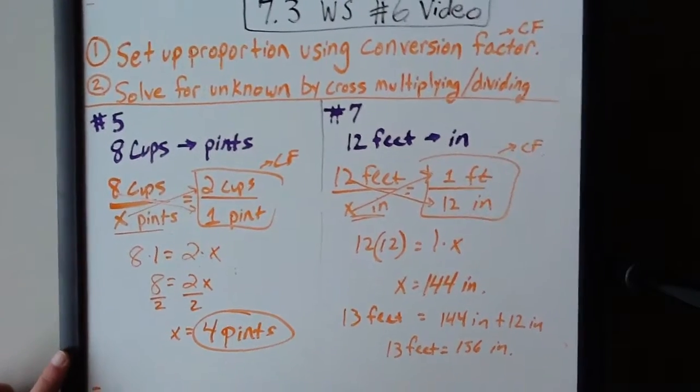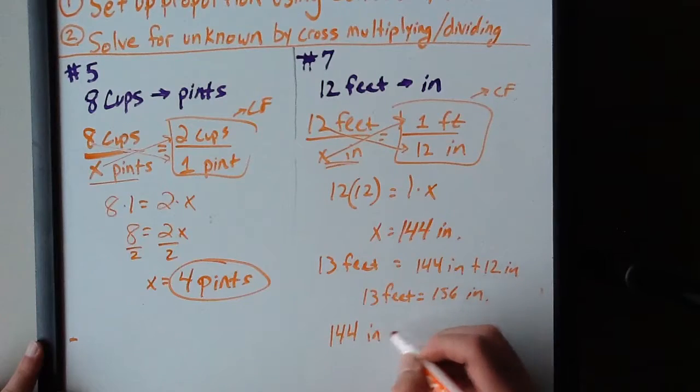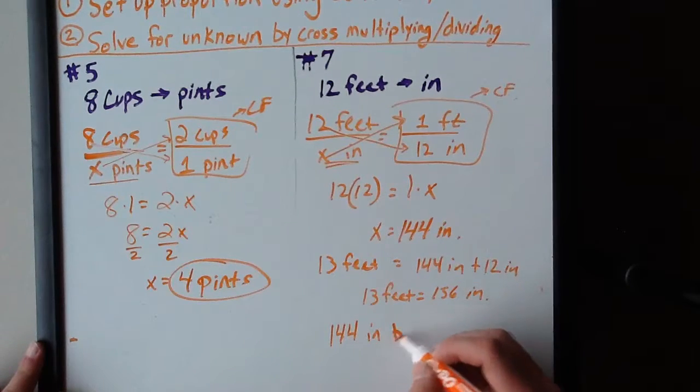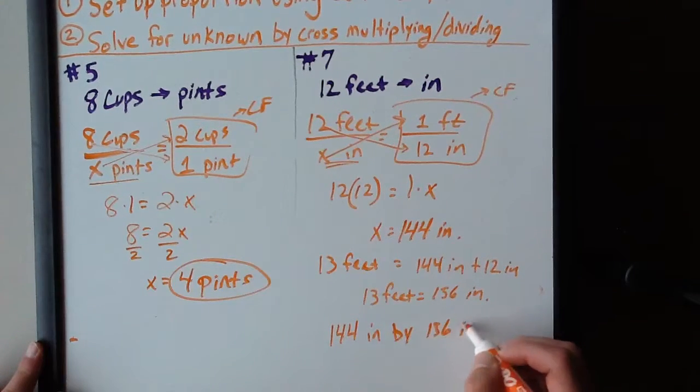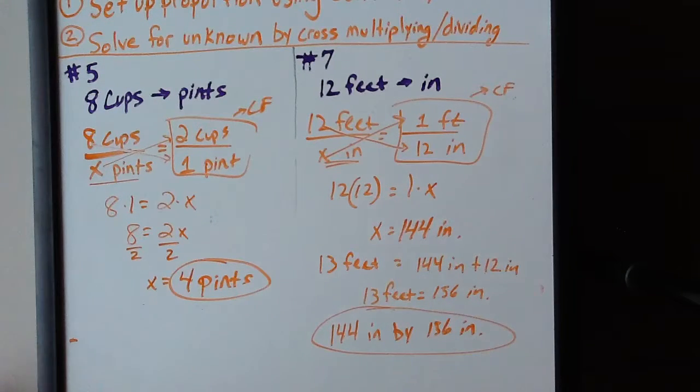All right, so what are the dimensions of her room? The dimensions of her room would be 144 inches, since that's what 12 feet is, by 156 inches, since that's what 13 feet is. So 144 inches by 156 inches.